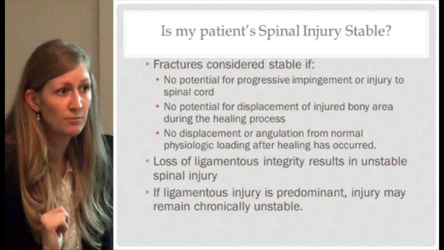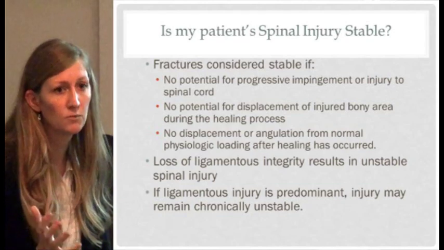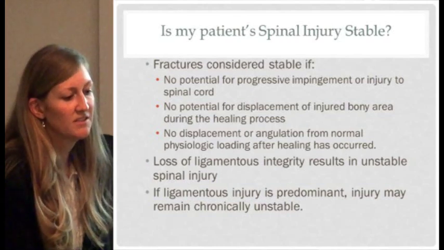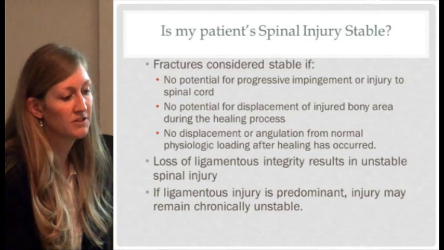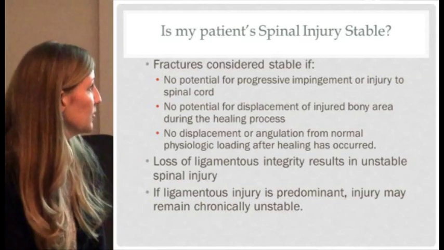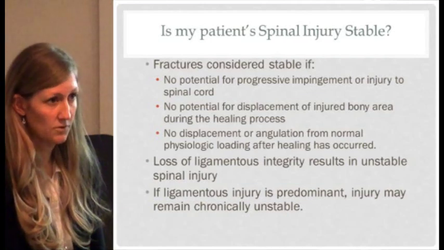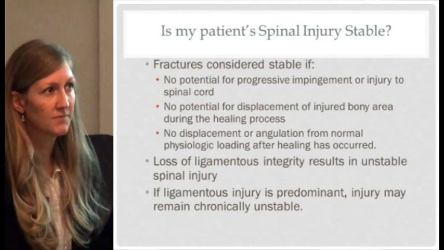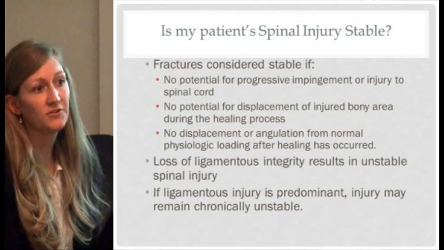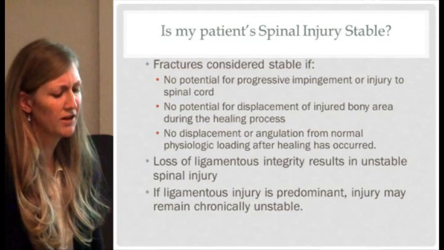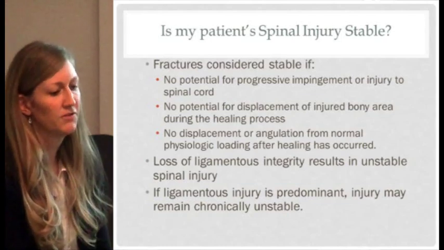Any type of vertebral injury along the spinal cord would be considered unstable as well. Loss of ligamentous integrity results in unstable spinal cord injury, and if the ligamentous injury is predominant, the injury may remain chronically unstable. So say you have pulled the ligament in your C6, 7 area, they would have to wear a collar, or they would try to fix that, make it more stable.